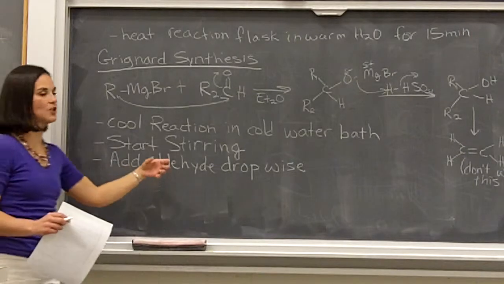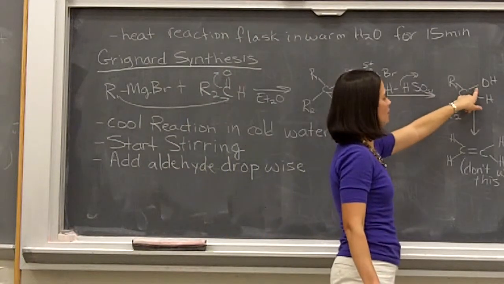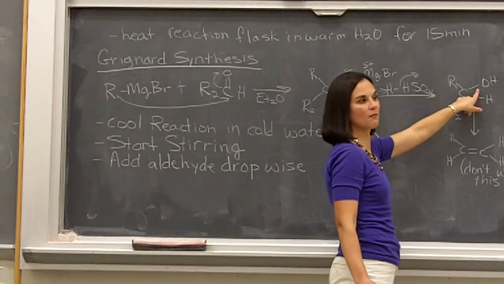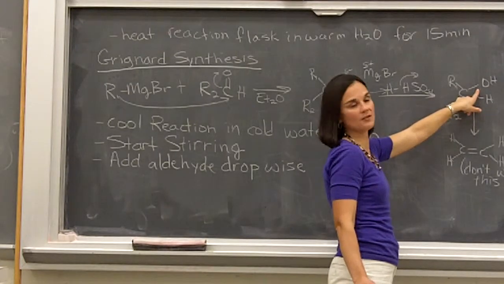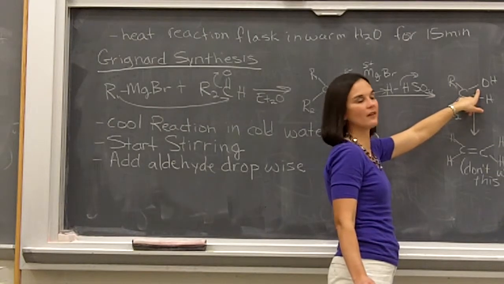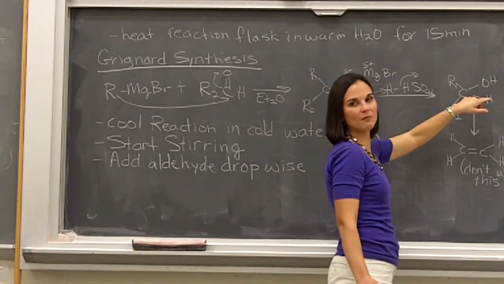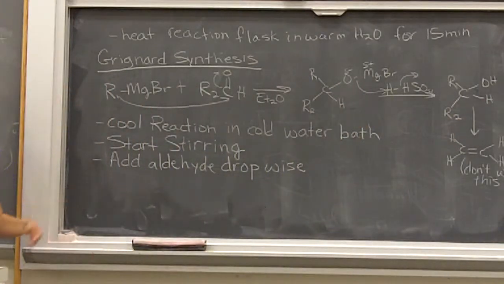If you add the aldehyde too quickly, what you will get instead of your alcohol will convert to the corresponding ketone, and we don't want any ketone at all, okay? So even next week, we really don't want any ketone. We'll all probably get a little bit in there, but you don't want your main product to be ketone, okay? So control this aldehyde addition so you don't get the corresponding ketone form.